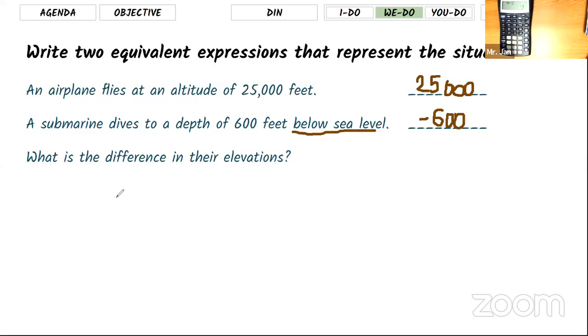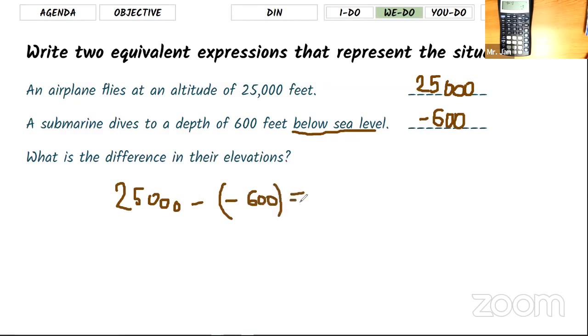So is the difference adding these two numbers or subtracting these two numbers? Subtracting. Okay, we're going to subtract 25,000 with 600. The second number is negative 600. I apologize, it's a negative 600.